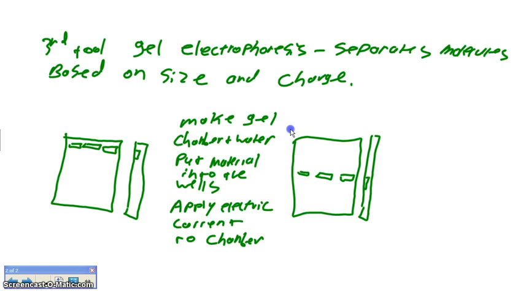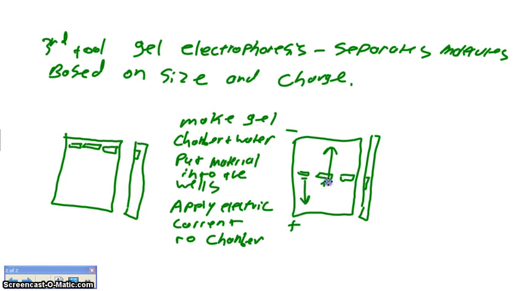Let's say that we have our negative side connected over here and our positive side connected over here. Let's say that in this well, we've put a positive molecule. Right, so that positive molecule, opposites attract, so that positive molecule is going to go this way. Now let's say that in this well we put a negative molecule. Well, that negative molecule is going to want to go this way, right?